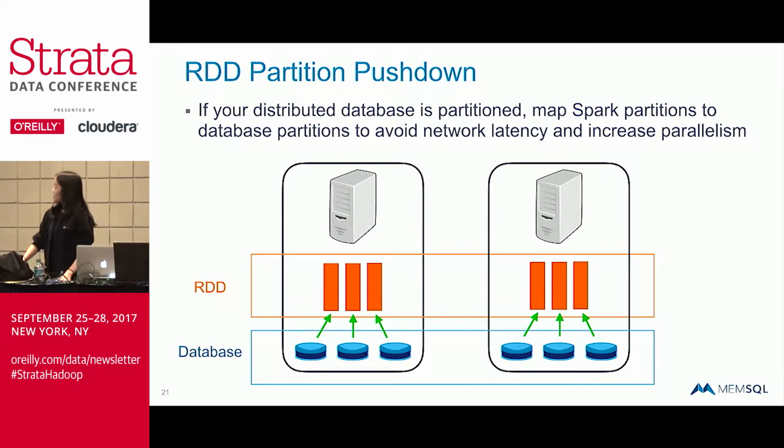So RDD Partition Pushdown is an optimization that becomes most obvious when your MemSQL cluster, or your distributed database cluster, and your Spark cluster are running on the same machines. If your distributed database is partitioned, you can map Spark partitions to database partitions in order to avoid network latency and increase parallelism. So here we have a Spark partition for each database partition, and they are all running in parallel and only transferring data locally.